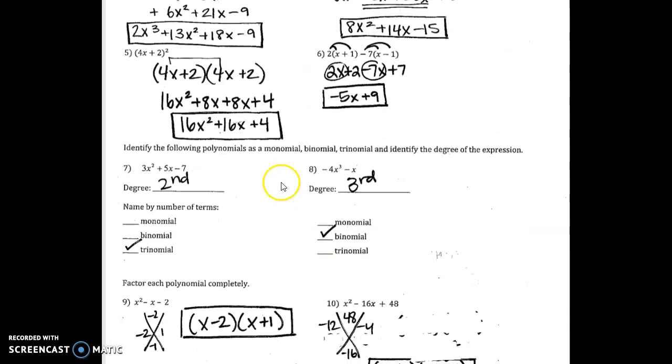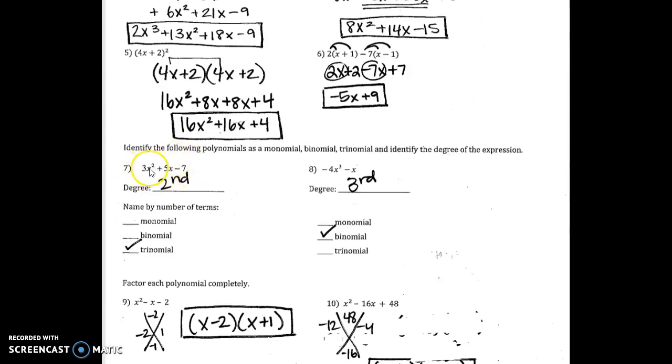As far as identifying polynomials, let's talk through this. Anything that has 3 terms is a trinomial. 2 terms is a binomial. 1 term is a monomial. As far as degree, you are looking at the highest exponent on a variable. So this one is a second degree.